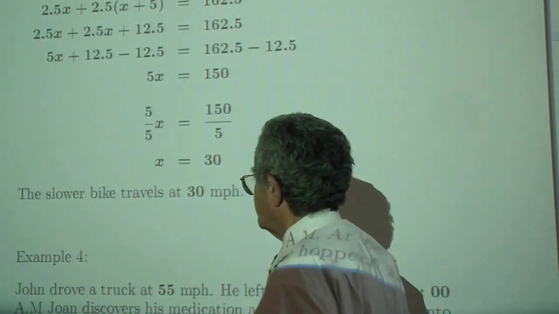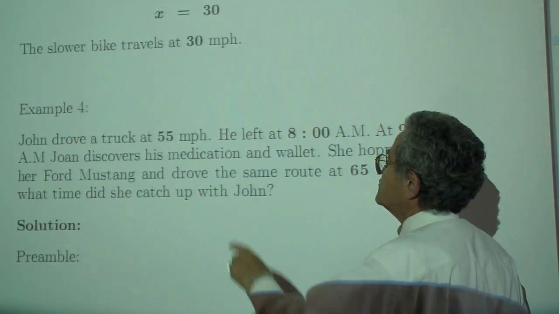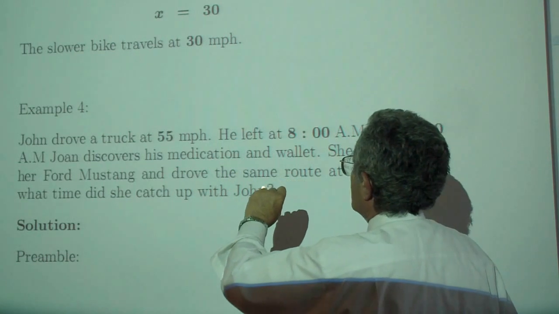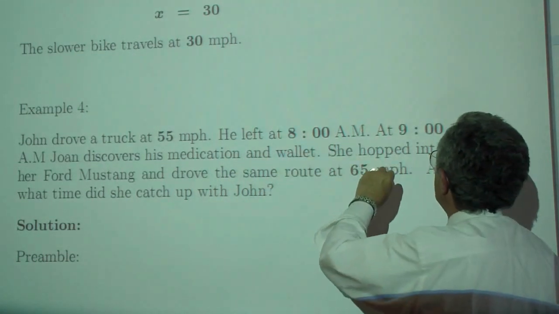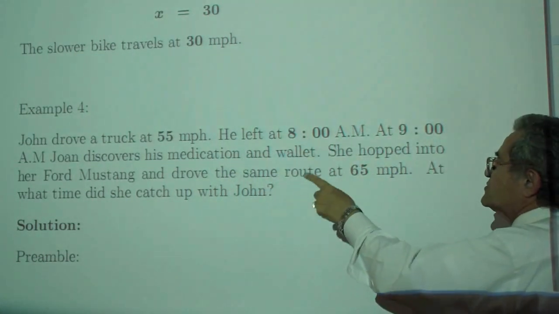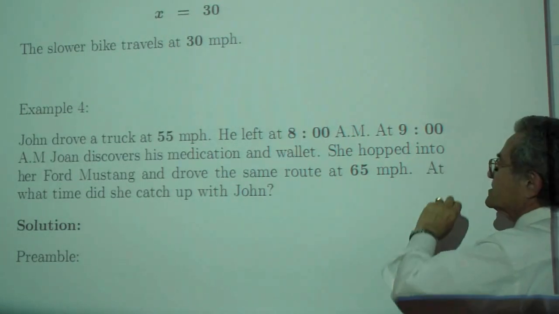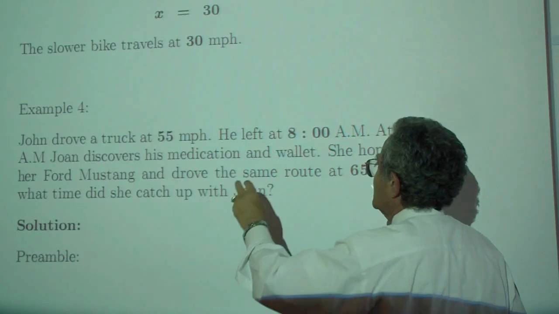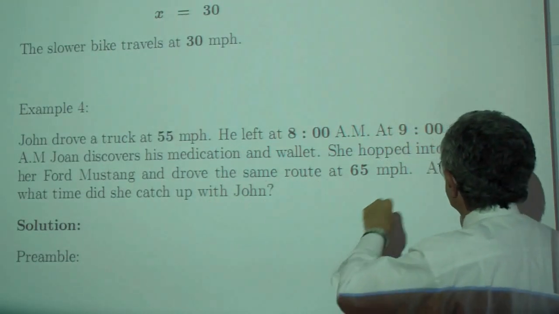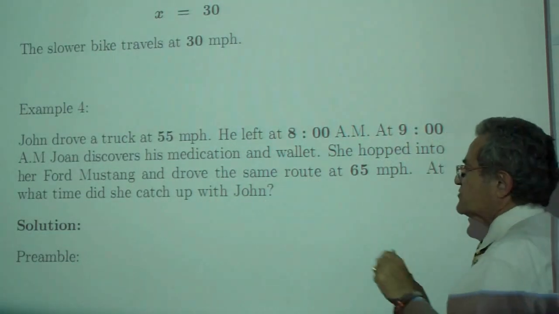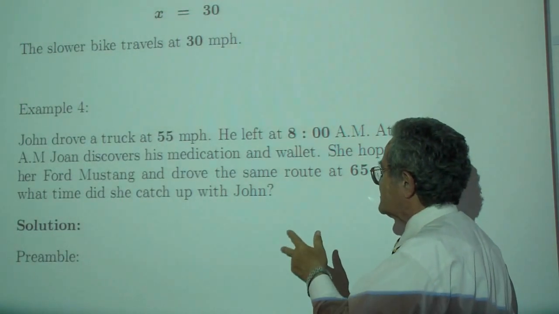Example 4. John drove a truck at 55 miles per hour. He left at 8 a.m. At 9 a.m., Joan discovers his medication and wallet. She hops into her Ford Mustang and drives the same route at 65 miles per hour. At what time will she catch up with John?